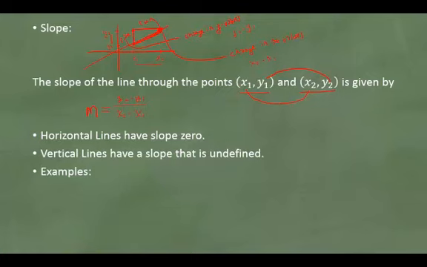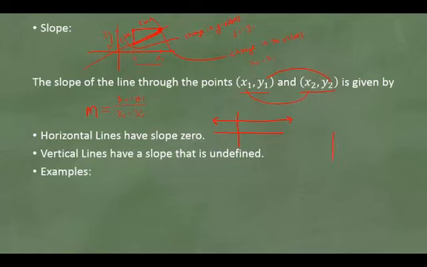Horizontal lines have 0 slope. So horizontal lines, in other words, lines that are level to the ground, like this line here, have a slope of 0 because they don't have any rise, right? They have run but no rise.